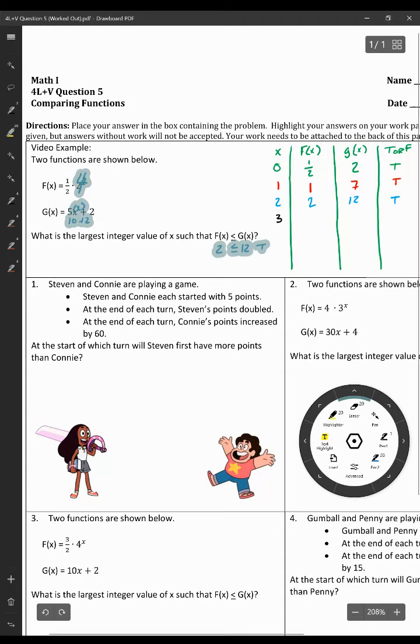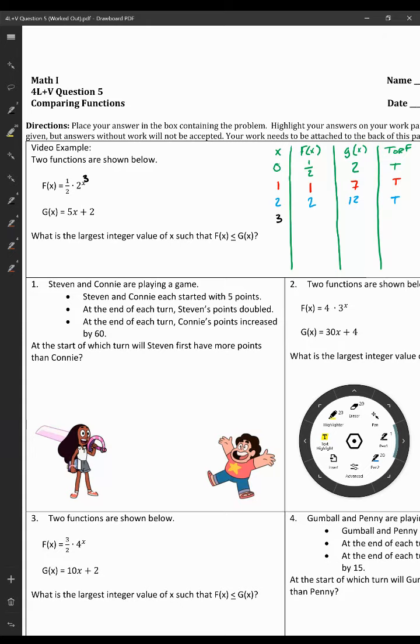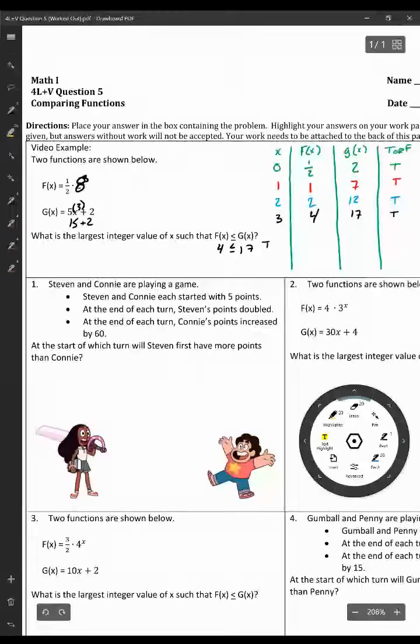And we'll do 3. So when we plug in 3, we have 2 to the third, which is 2 times 2 times 2. So 2 times 2 is 4, 4 times 2 is 8. So this whole thing is 8. Half of 8 is 4. Remember, x is 3, so 5 times 3 is 15. 15 plus 2 is 17. And 4 is still less than or equal to 17. That is true. And we're going to continue, right?